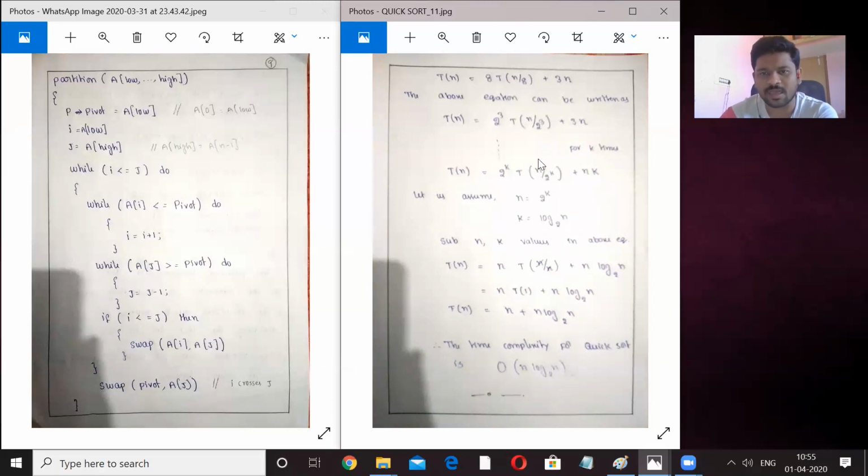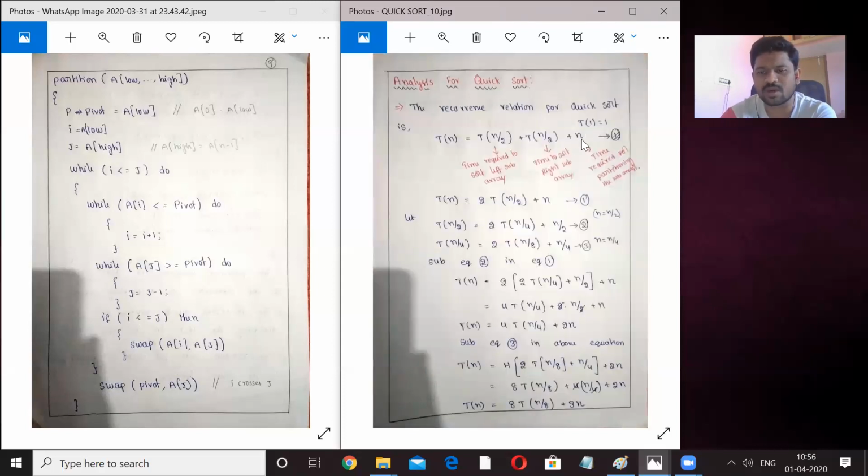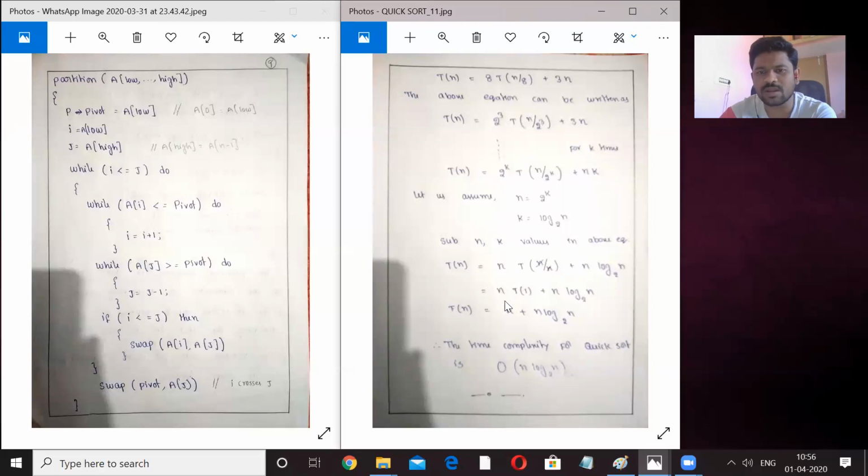In terms of k, T of n can be written as 2 power k T of n divided by 2 power k, plus k n. If I assume that n is equal to 2 power k, then k becomes log n base 2. Substituting these values in the above equation, instead of 2 power k I'm going to substitute n, into T of n divided by n, plus n log n base 2. Here n gets cancelled, T of 1 value is equal to 1. So I'm going to substitute 1 into n, that is n log n base 2.